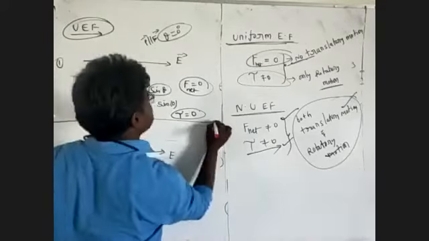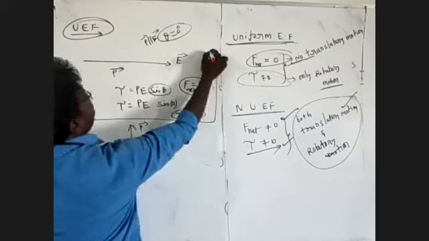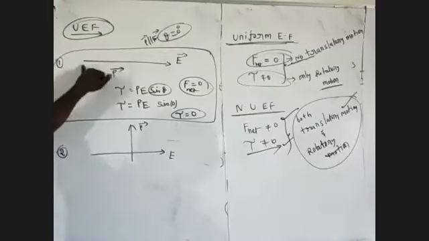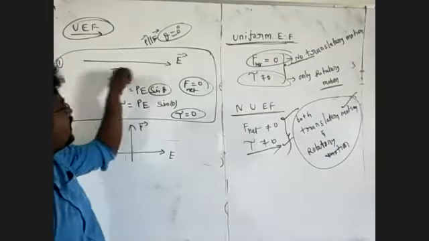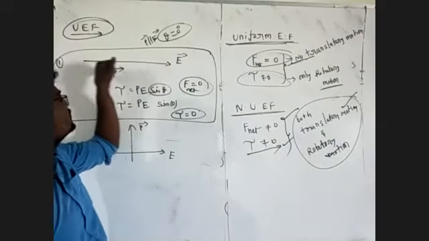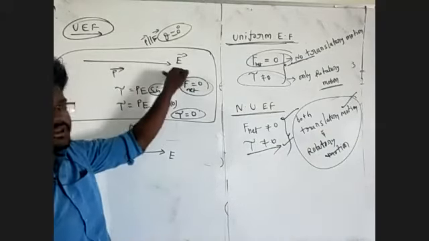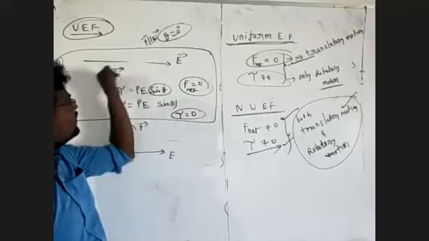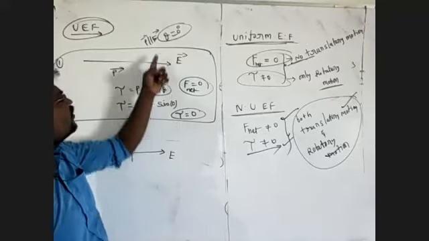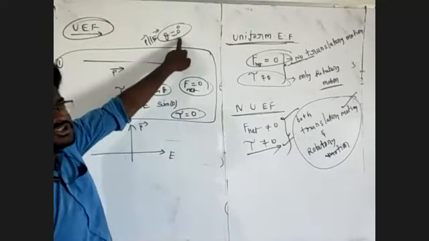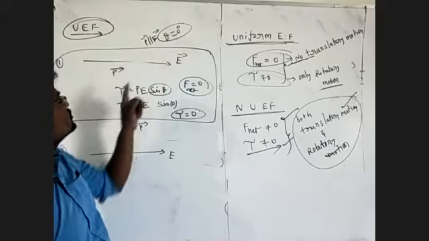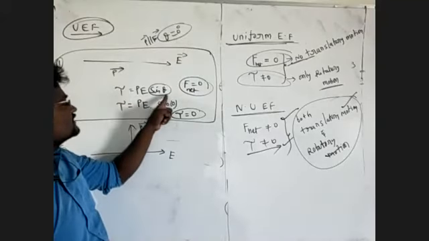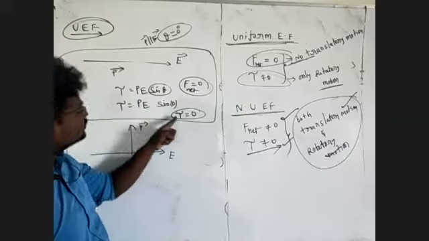This is the first situation. E bar and P bar are in the same direction. What is the angle between E bar and P bar? Theta is equal to 0 degrees. Tau is equal to PE sin theta, sin 0 is 0, so tau is equal to 0.